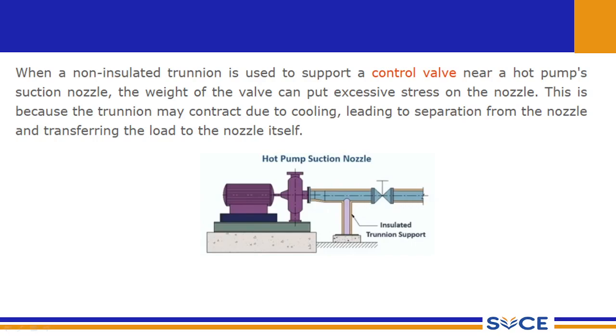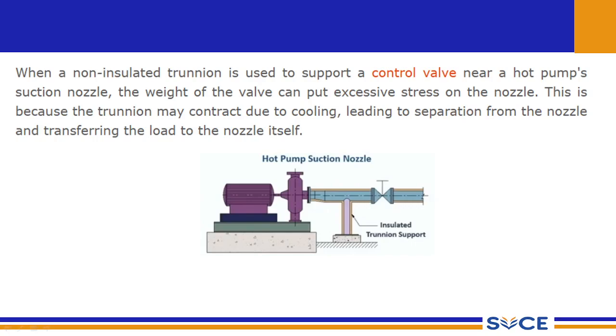To prevent this pipeline failure and the nozzle failure, we need to support this pipeline with a trunnion support. A trunnion support, as I told you, is a pivot kind of a support. Here we do not consider the rotatory movement. We are only interested in curtailing the movement of the pipeline in the horizontal and lateral movements. So a trunnion support is suitable.